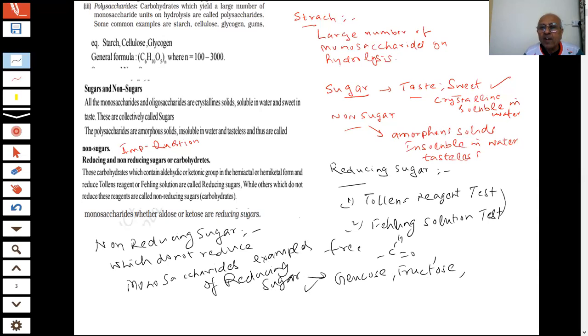Tollens' reagent and Fehling's solution oxidize aldehydes to carboxylate ions. So you will get that test or color.